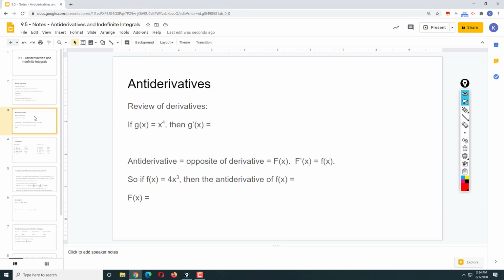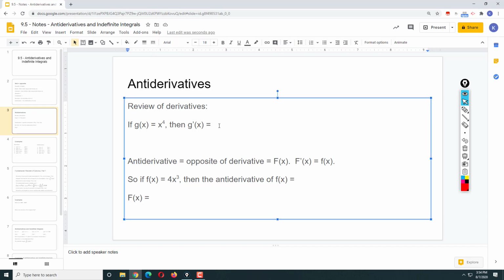So here's some examples. If g of x is equal to x to the fourth power, then the derivative g prime of x must be equal to 4x to the third power. The antiderivative is the opposite of derivative. We can write it as capital F of x, or big F of x. Because it's the opposite, in fact, the derivative of big F of x is actually equal to f of x.